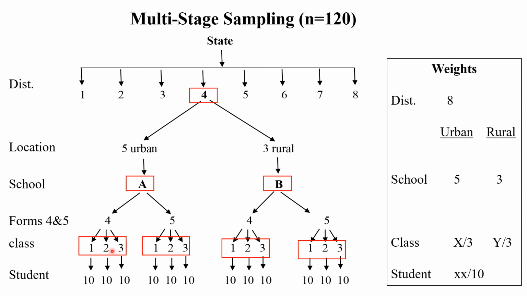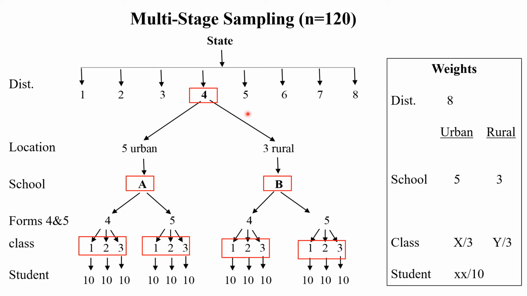For each selected classroom, I need a sample frame. Here, there could be 30 students in this class. Here, there could be 40 students in this class. So I draw randomly 10 students from each class. So these are the ways to consider. I won't go into the detail of this.